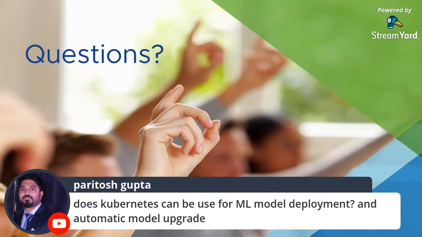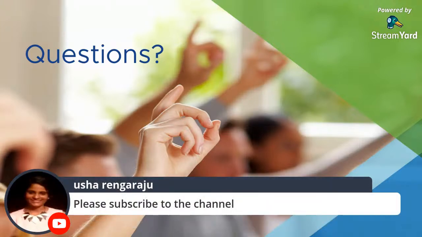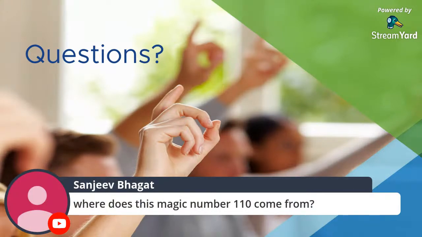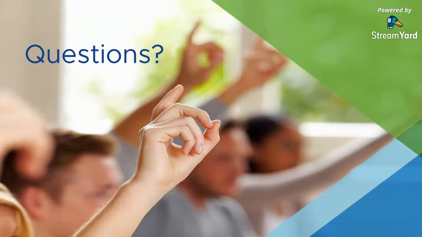So we have some questions here. Where does the magic number 110 come from? By Sanjeev Bhagat. So this magic number comes from the Kubernetes community itself. Beyond 110, if we push, the pods don't come to ready state. They will be stuck in a scheduling pending state. So they won't even get scheduled. The Kubernetes scheduler cannot handle beyond 110. So the magic number comes from Kubernetes itself.